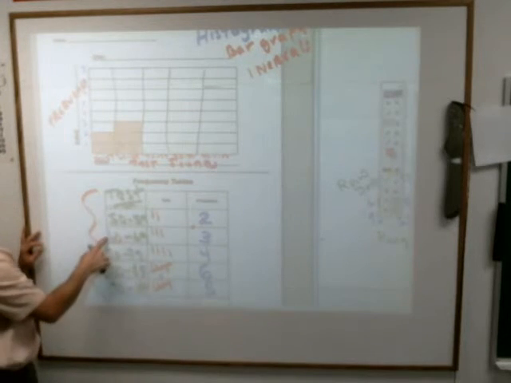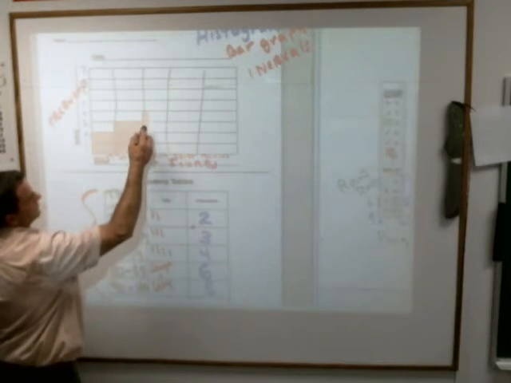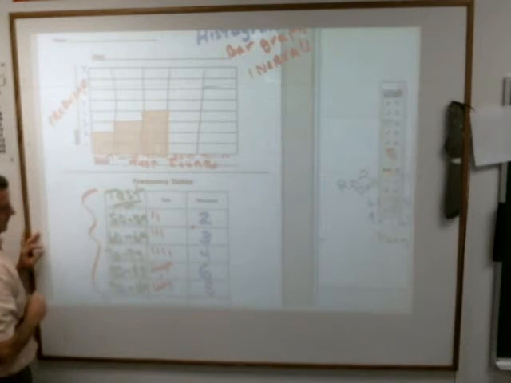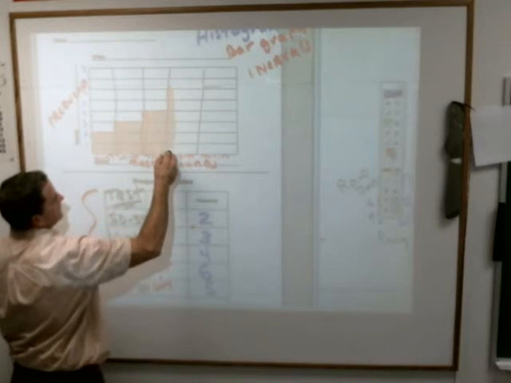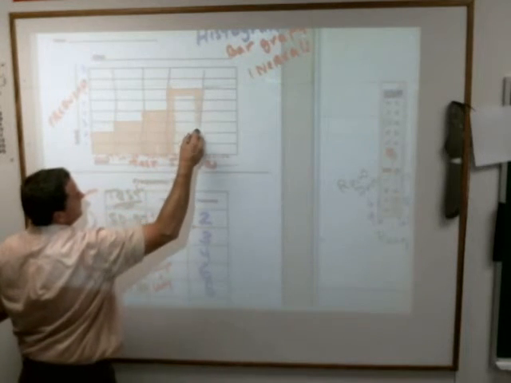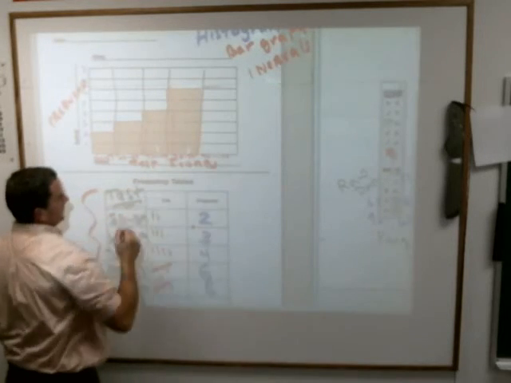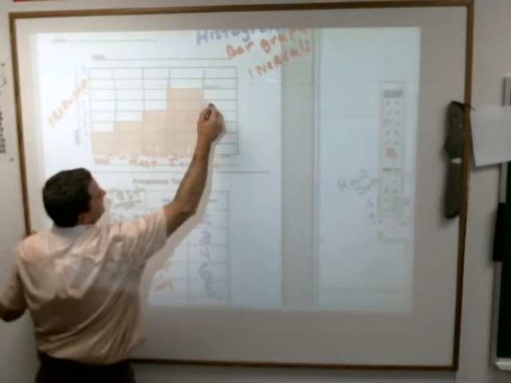How many scored from 70 to 79? 4. How many from 80 to 89? 6. And then how many from 90 to 100? 5.